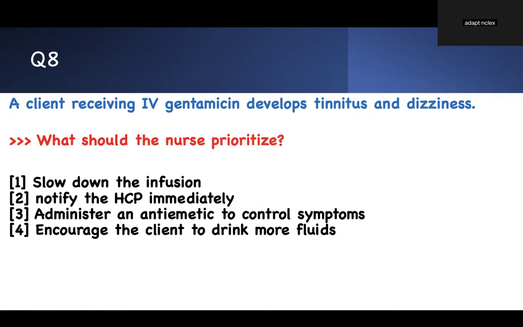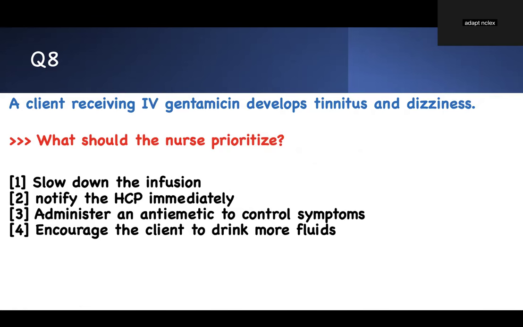Number 2, the client receiving IV gentamicin develops tendinitis and dizziness. What should the nurse prioritize? You get the antibiotic, you have a side effect. Always be safe. That's all. The answers are not esoteric. Something, I got to do something. At least let the doctor know or stop the medication to figure out why the patient is having dizziness and tendinitis. This is how you answer a question. You don't make it difficult.